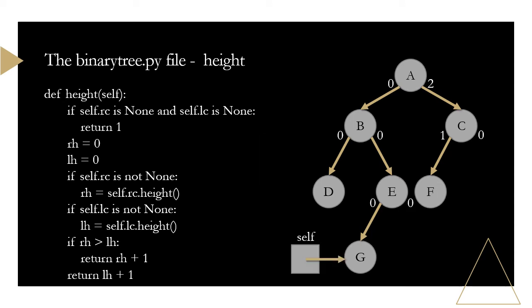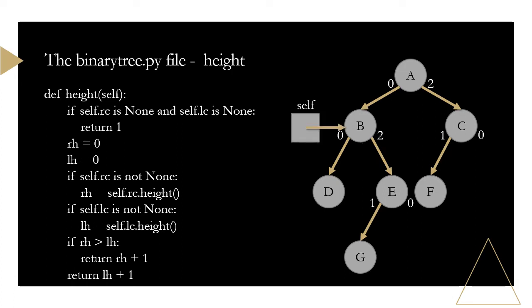Self is now pointing to G. But G is a leaf, so we return 1. 1 is placed in the LH of E. E has both values LH and RH. It returns the higher value plus 1 to B. It returns 2. This value is saved in the RH of B.